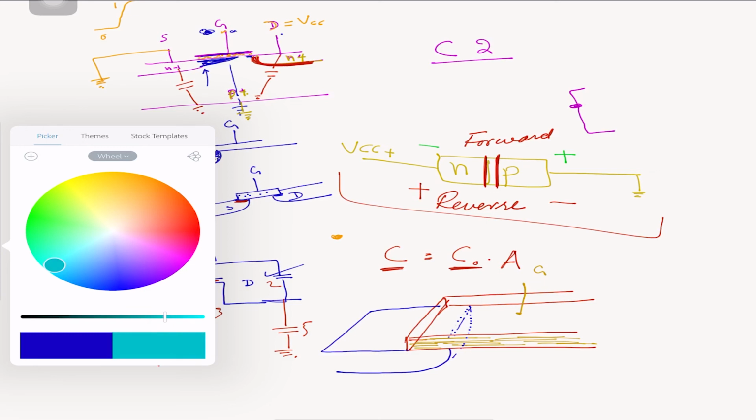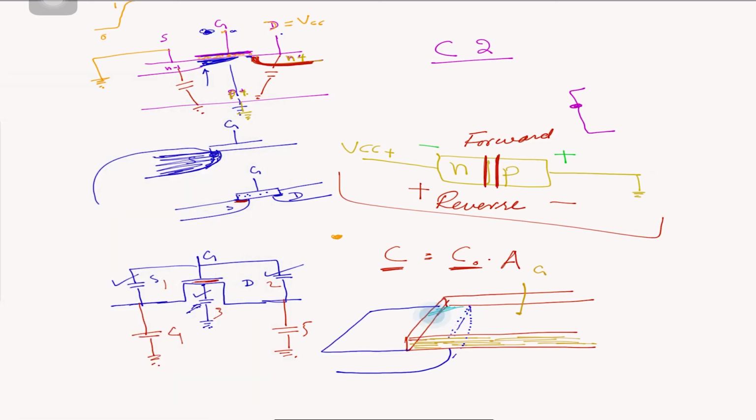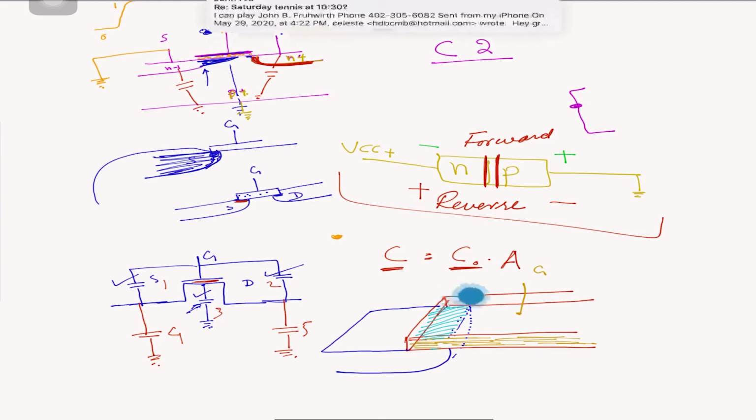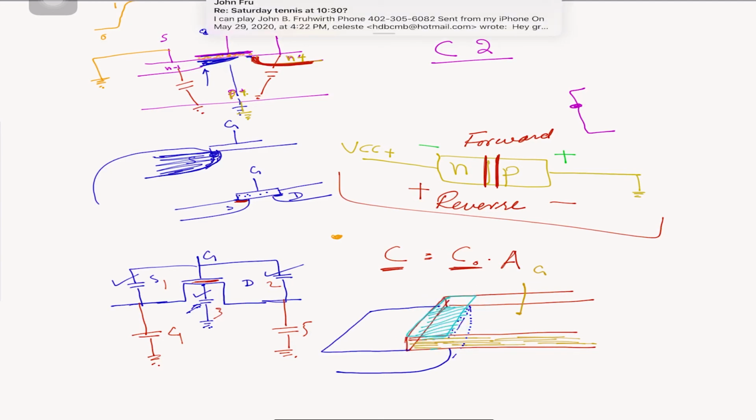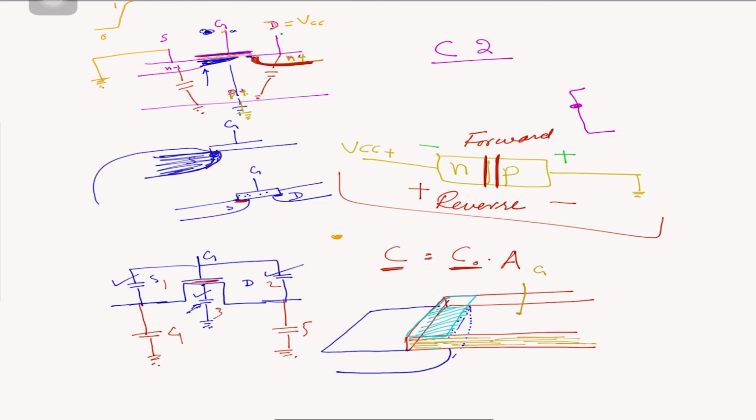It'll be this one. So this area, where you have the two metals, the gate one and the one at the bottom, that is the length and width of that area. Let's say this was the length and this was the width. So the capacitance would be the dielectric capacitance times the length and the width.